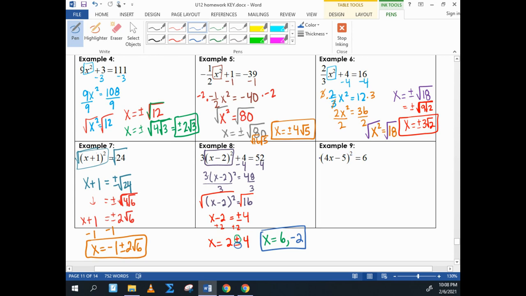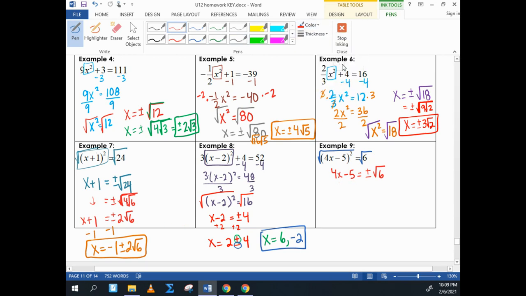Again, we've got our square isolated this time, so we can go ahead and skip to step 2. We are just going to take the square root of both of those. So the square root of 4x minus 5 squared is, that's right, 4x minus 5. And the square root of 6 is plus or minus the square root of 6. All right, now we've got to solve for this x. It was nice over here. We just had to add 2 or subtract 1. We're going to have to do a few things here.